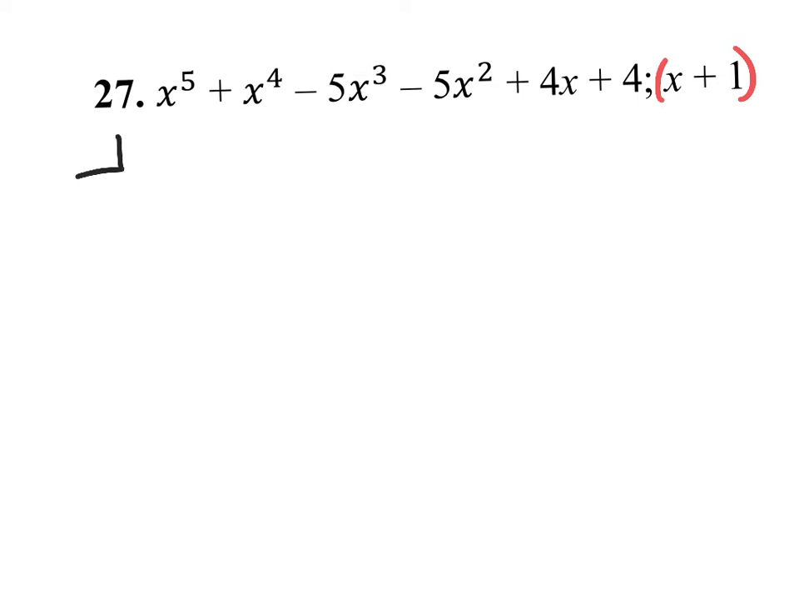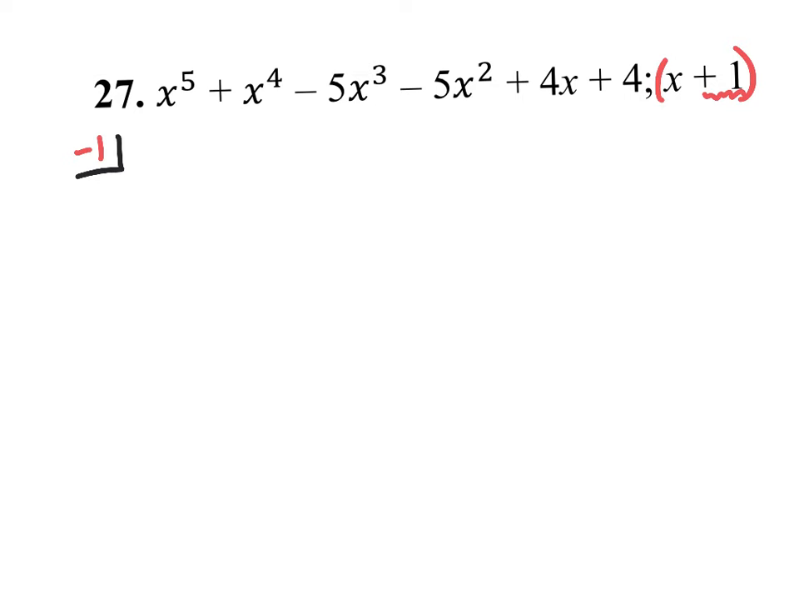What number belongs inside that box when I do synthetic division? -1. That's right. Think opposite of the constant, only because there's no number in front of x, right? Or you could think, okay, set x plus 1 equal to 0 and solve, and you'll get that x equals -1, which is why we're plugging in -1.